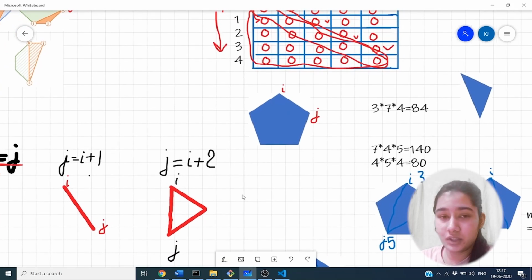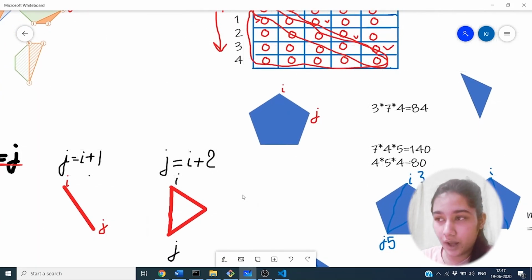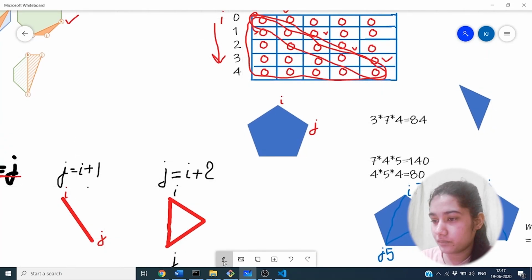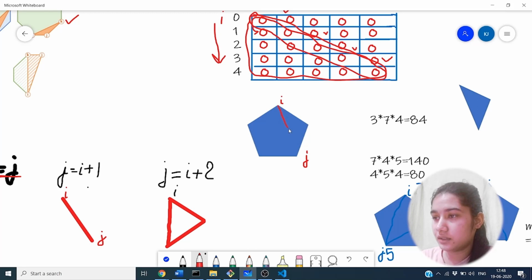Now the next condition is if j is equal to i plus 2, that is, j value is this one. So in this condition it is forming a triangle like this, and its values are 3, 7 and 4.